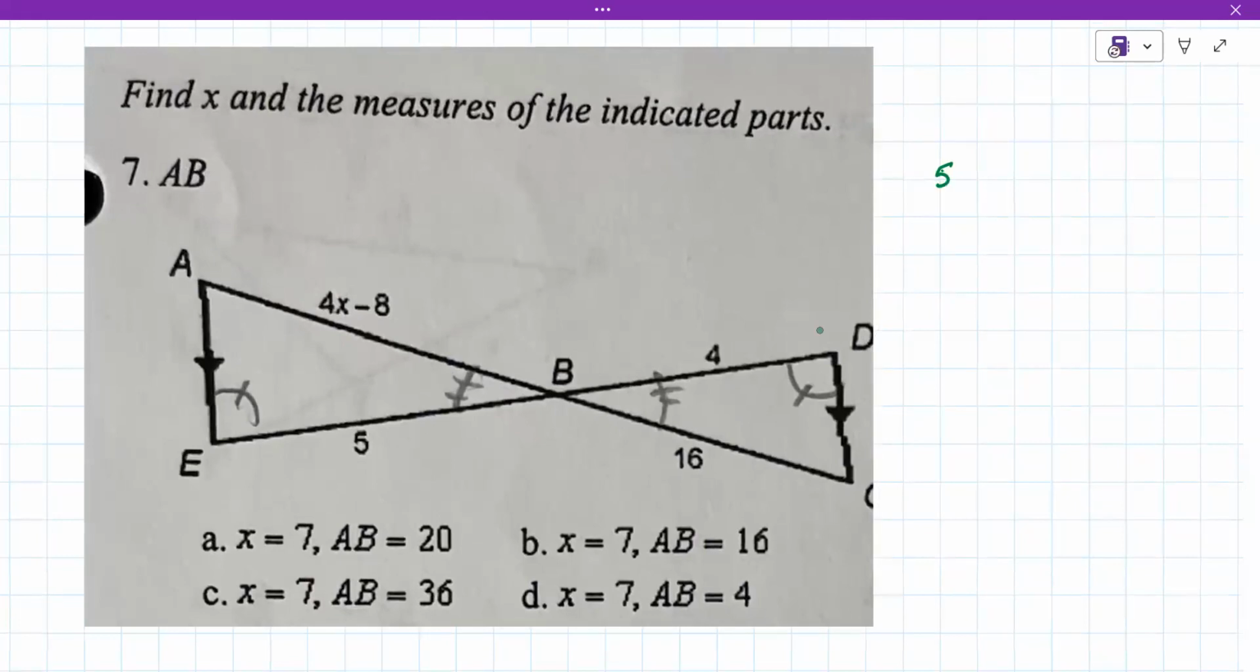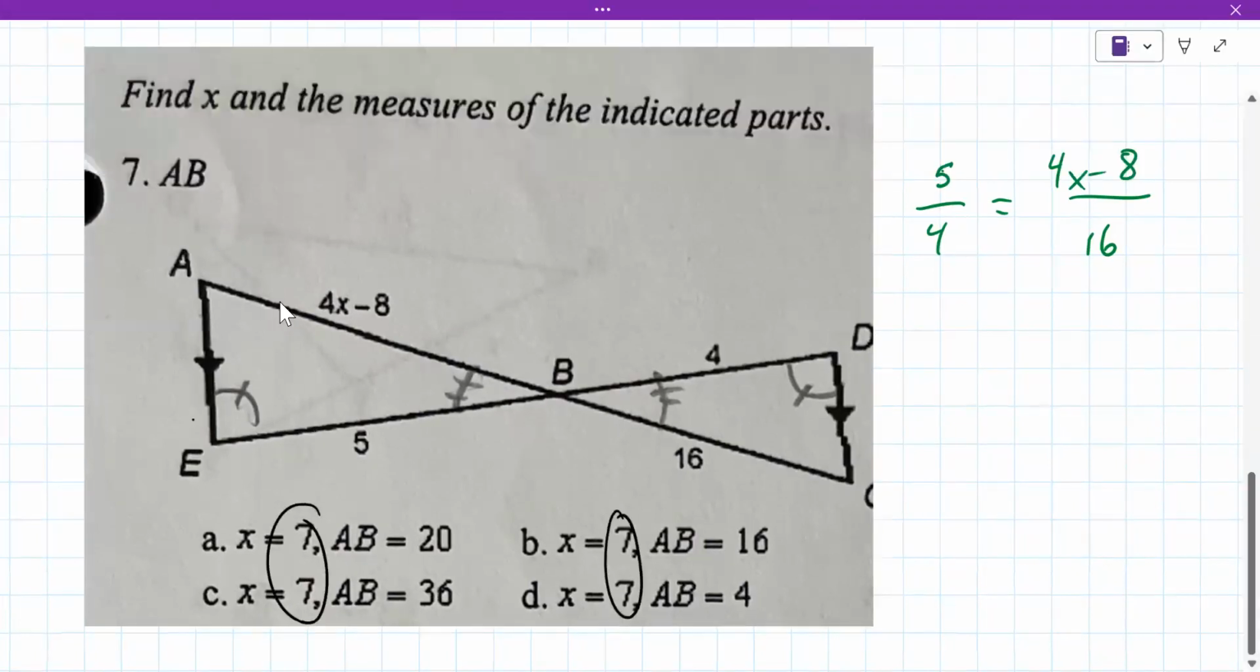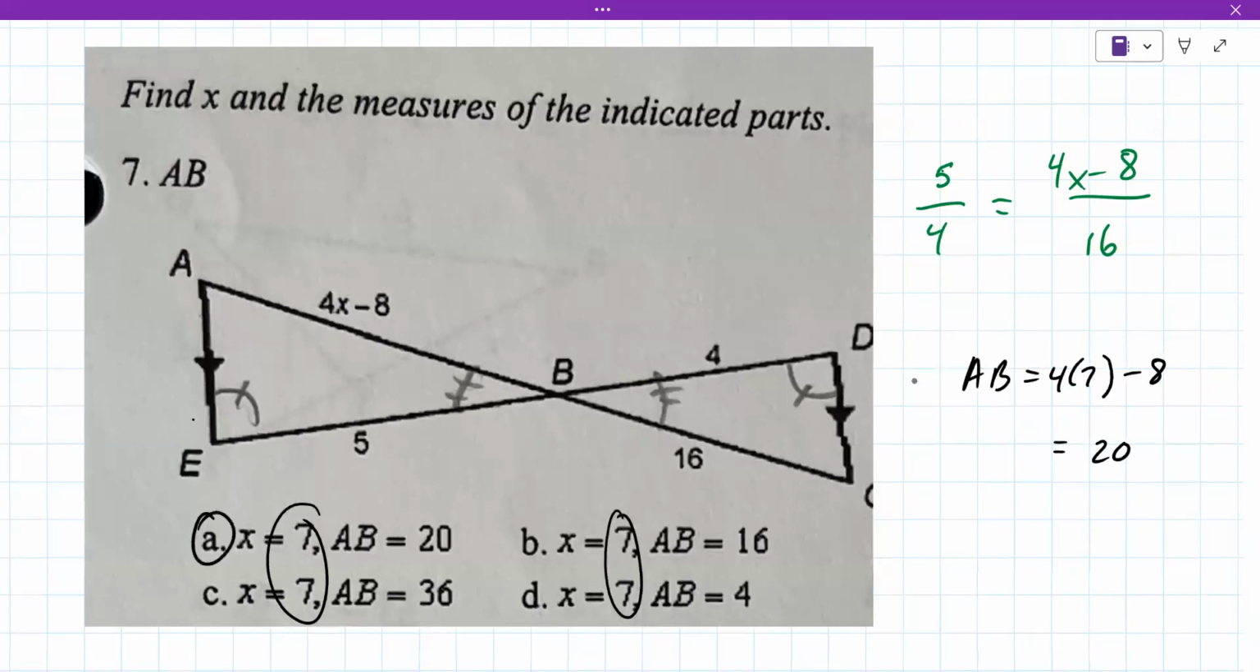So you had it right. You have 5/4 equals 4x minus 8 over 16. Notice that x is 7 in all of these, and that's kind of important. That just tells you, okay, x is 7. Why don't I just find AB? And it looks like AB is 20.